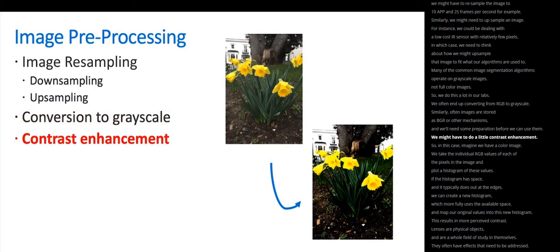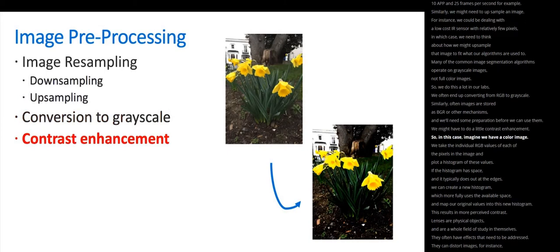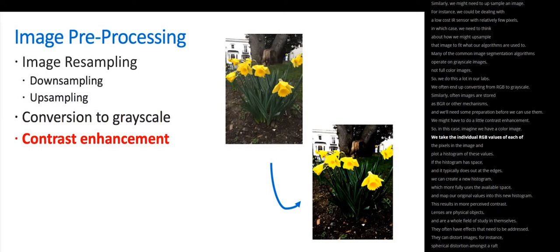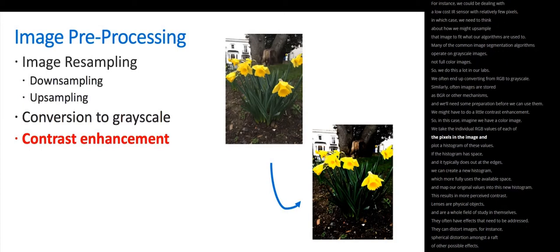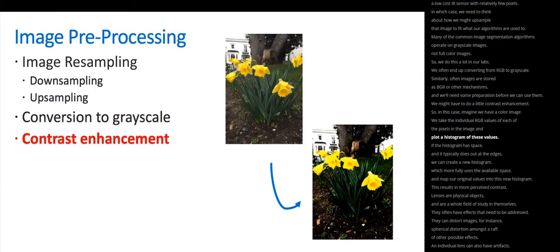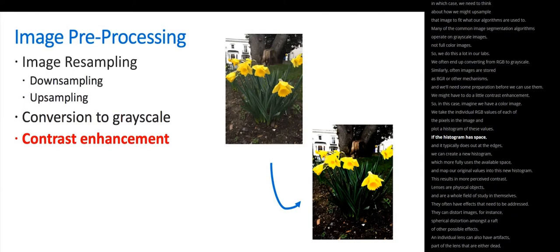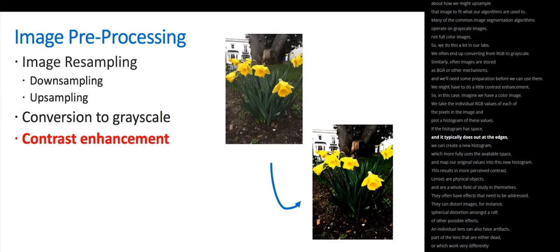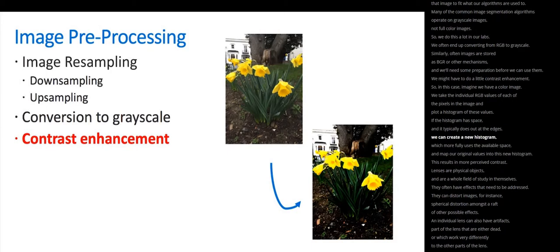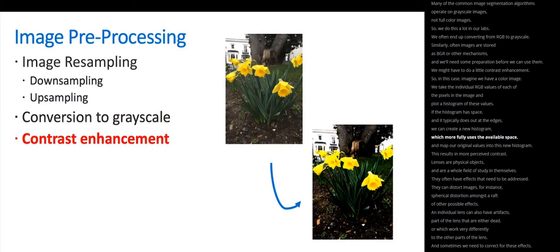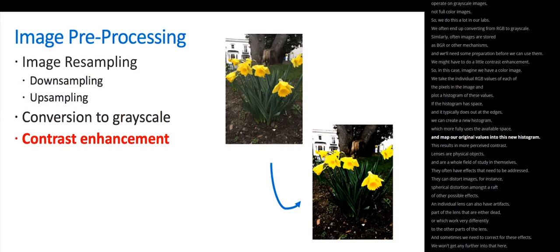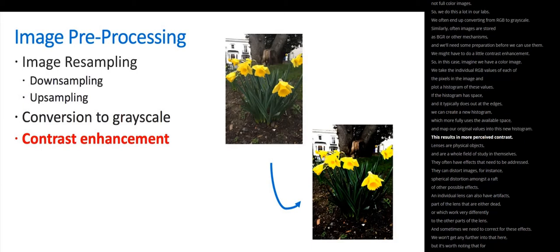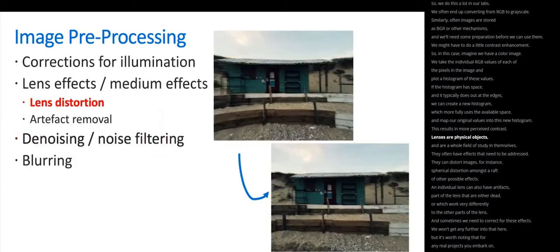We might have to do a little contrast enhancement. So in this case, imagine we have a color image. We take the individual RGB values of each of the pixels in the image and plot a histogram of these values. If the histogram has space, and it typically does out at the edges, we can create a new histogram which more fully uses the available space, and map our original values into this new histogram. This results in more perceived contrast.